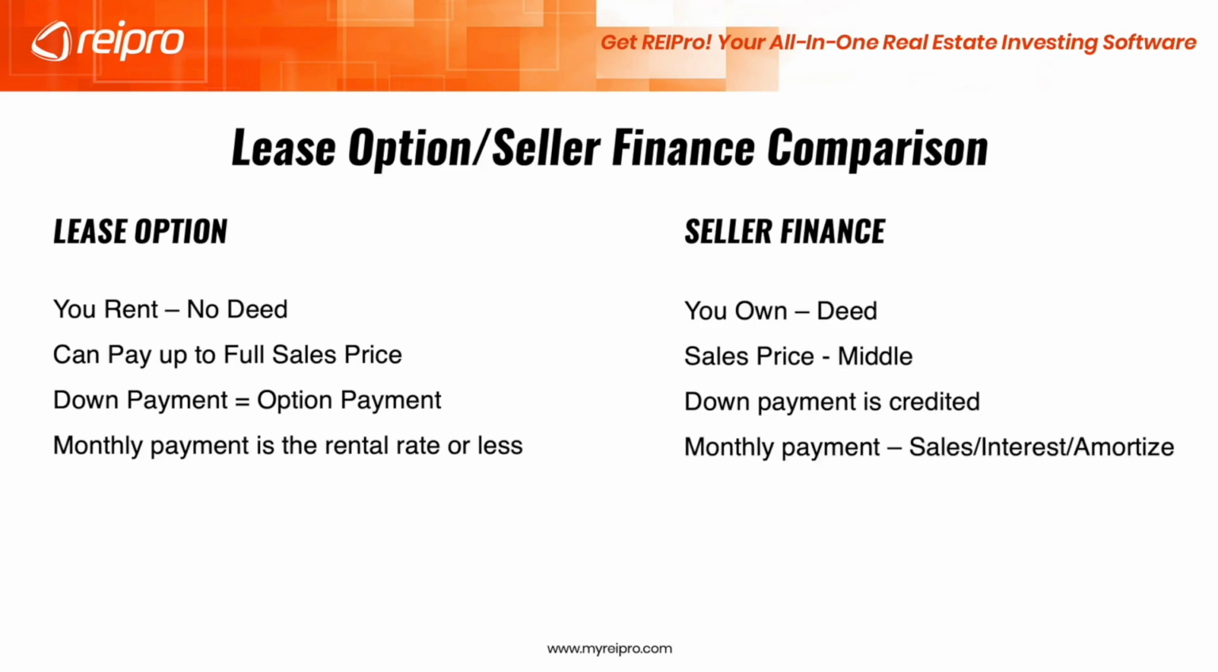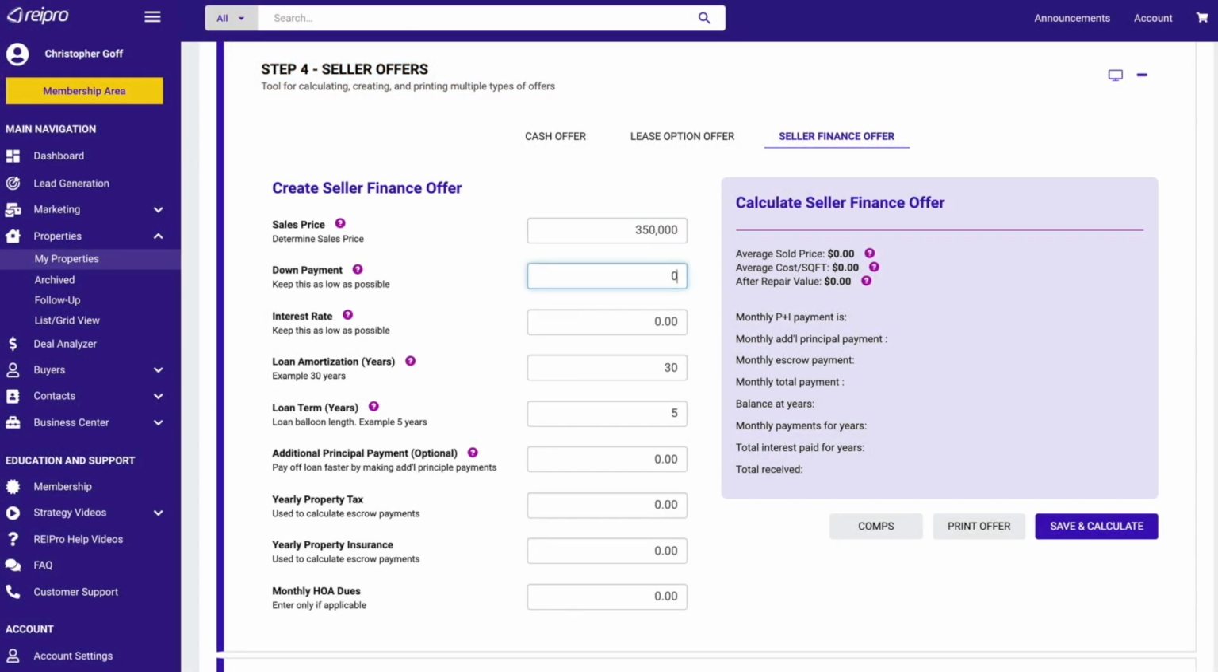With seller finance, the monthly payment is determined by the sales price, the interest rate, and how long you amortize the loan. So when determining the monthly payment for a lease option, remember, you're just renting it. So whatever the rental rate is, and of course you want to come in a little less, so when you lease option it back out, you could charge the new buyer the full rental amount.